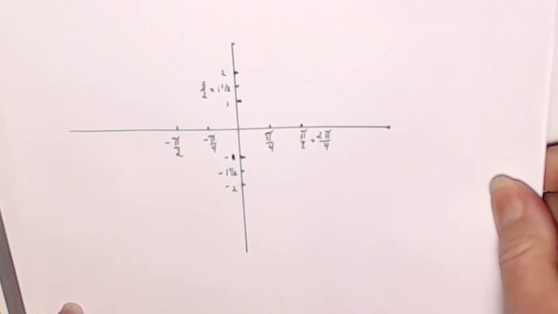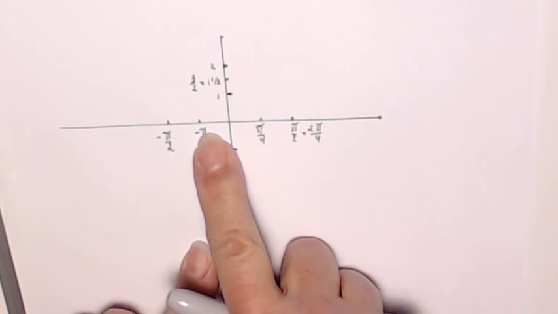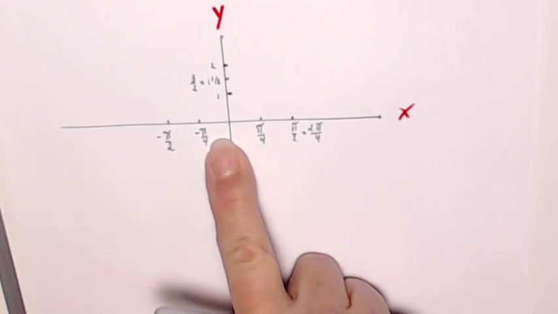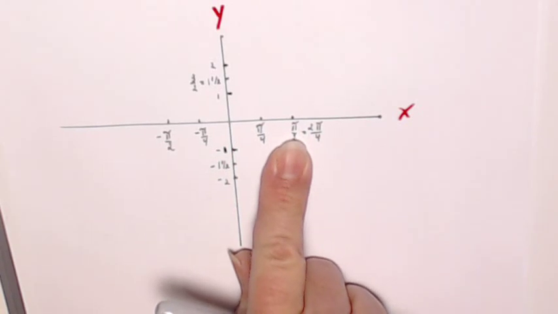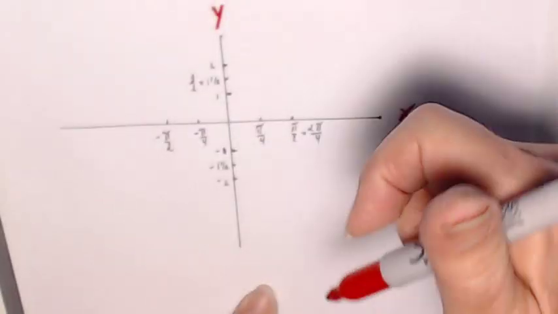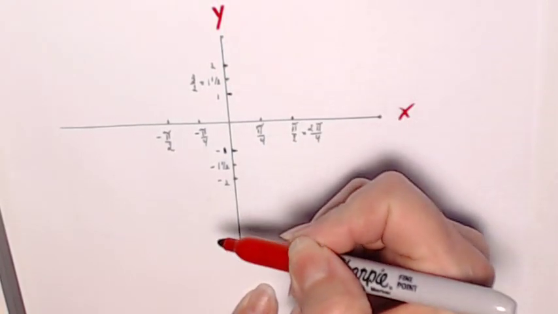So I've made my scale here. Hopefully you can see it. You might have to enlarge your screen. My x and y. X, this is in increments of pi over 4. So 0, pi over 4, 2 pi over 4, which is pi over 2. And then negative pi over 4, negative pi over 2. And my y-axis, this is 1, and this is 2, and in between is 1.5.